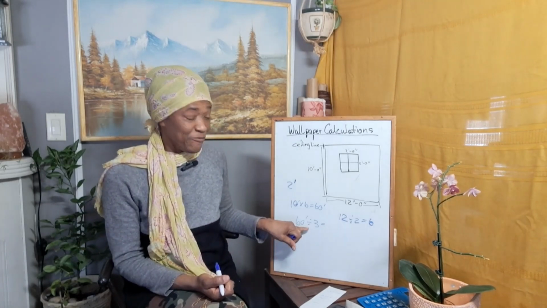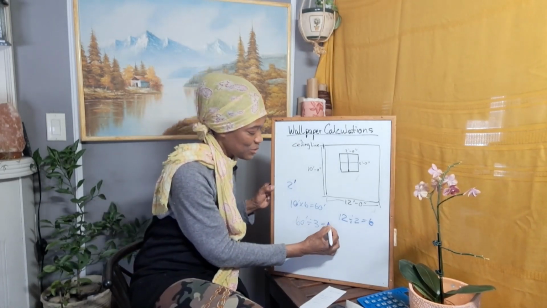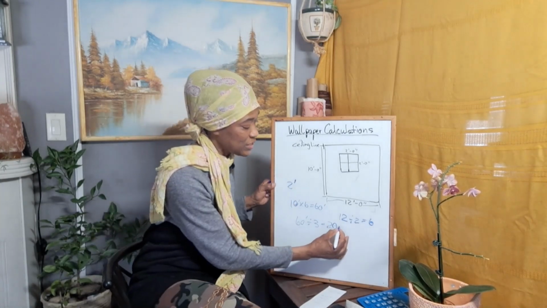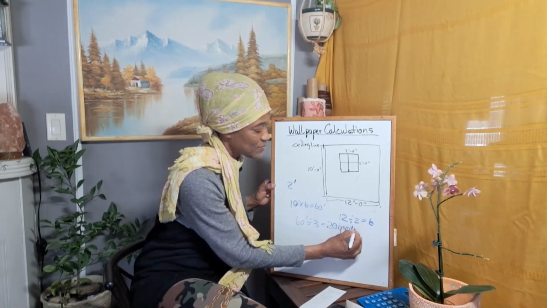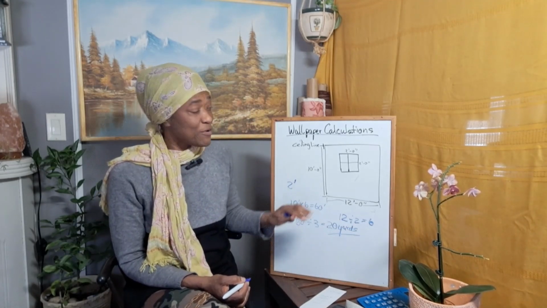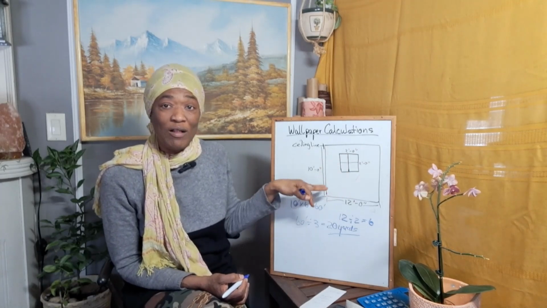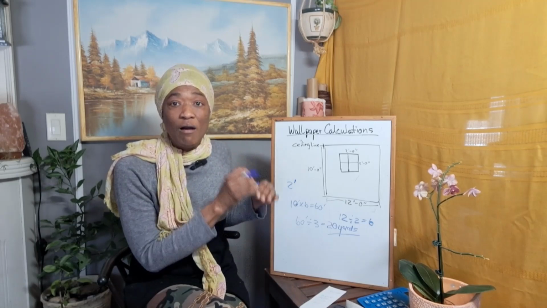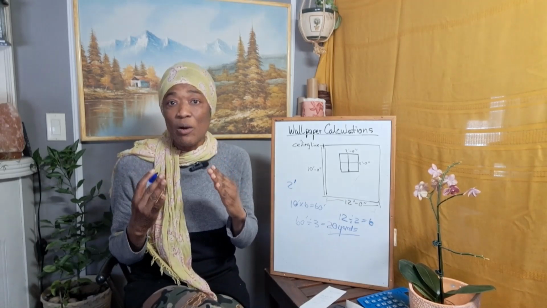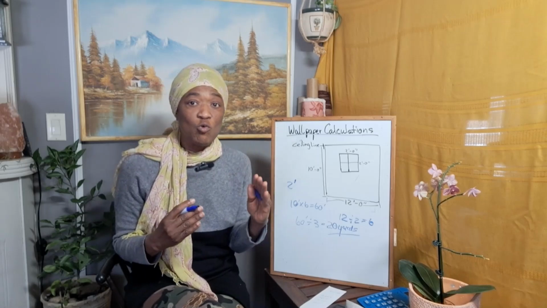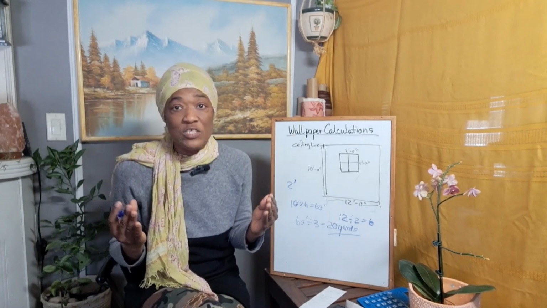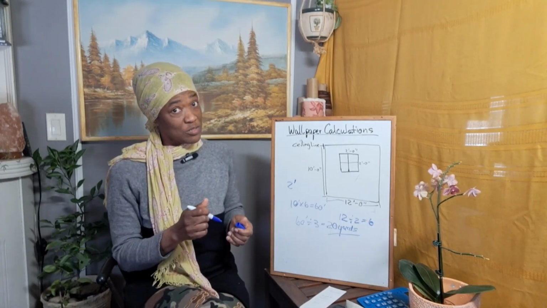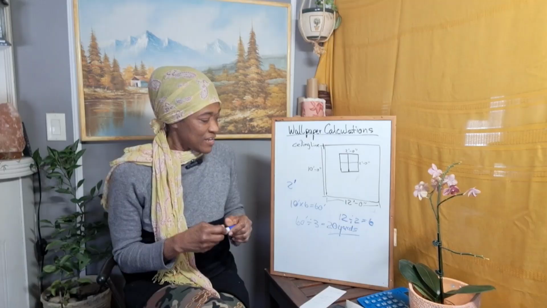So 60 divided by 3 is 20. So we will need 20 yards of wallpaper to cover this wall. Now this is a good foundation for you to build off to cover any number of walls you want to cover in a room, if it's in your whole home. Just use this as the base and you're off to the races.